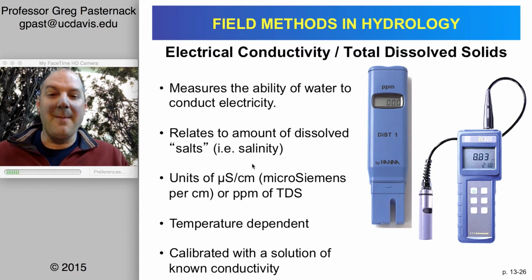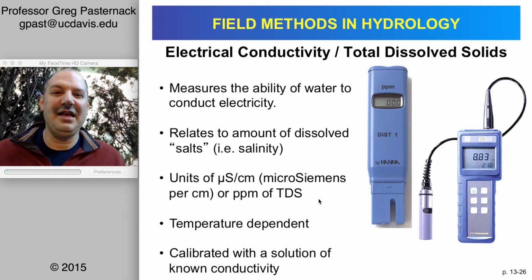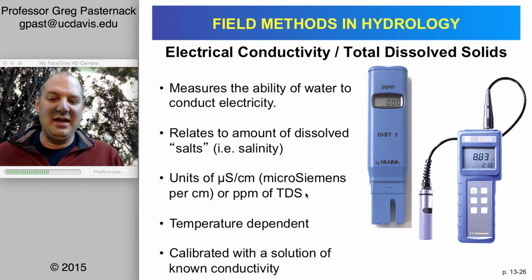The units are bizarre, but they're micro Siemens per centimeter. And that's pretty hard for a lot of people to wrap their brains around. In contrast, total dissolved solids is more understandable. It's usually in units of parts per million of total dissolved solids. Now, of course, if you don't know what a part per million is, or even if you've heard the term, but do you really understand it? So I'm going to cover that next.